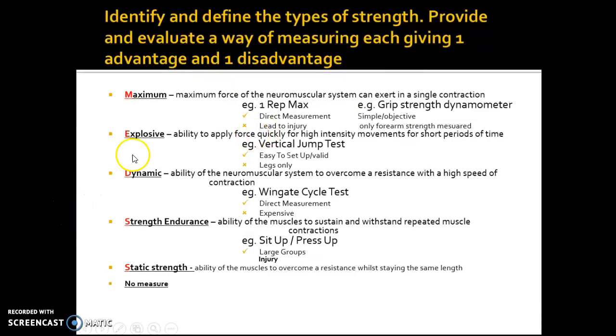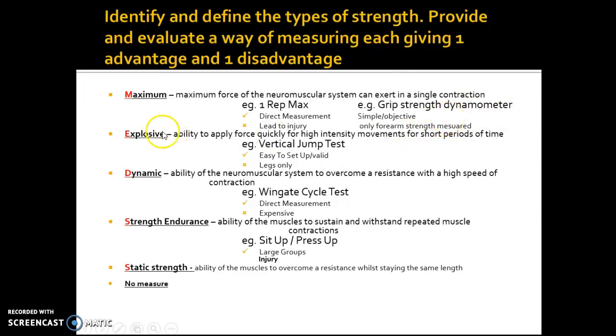But the downside is if you're inexperienced and you're trying to do 1 rep max, that could lead to an injury. The other way you can look at maximum strength is the grip strength dynamometer, which is when you hold a handheld dynamometer, put it straight up in the air, arm straight, and then as you come down, you grip the dynamometer as hard as you can, and that will give you a measurement of maximum strength. Now, that's simple and objective. It's simple to set up. It's objective, it measures factually quite easily. But the downside, of course, is it only measures forearm strength. So it's very difficult to apply to sport for this one.